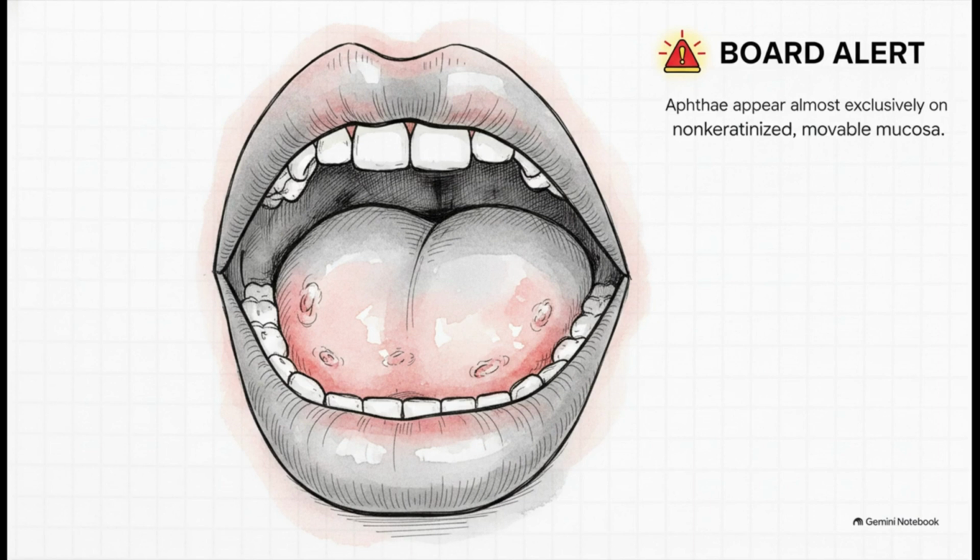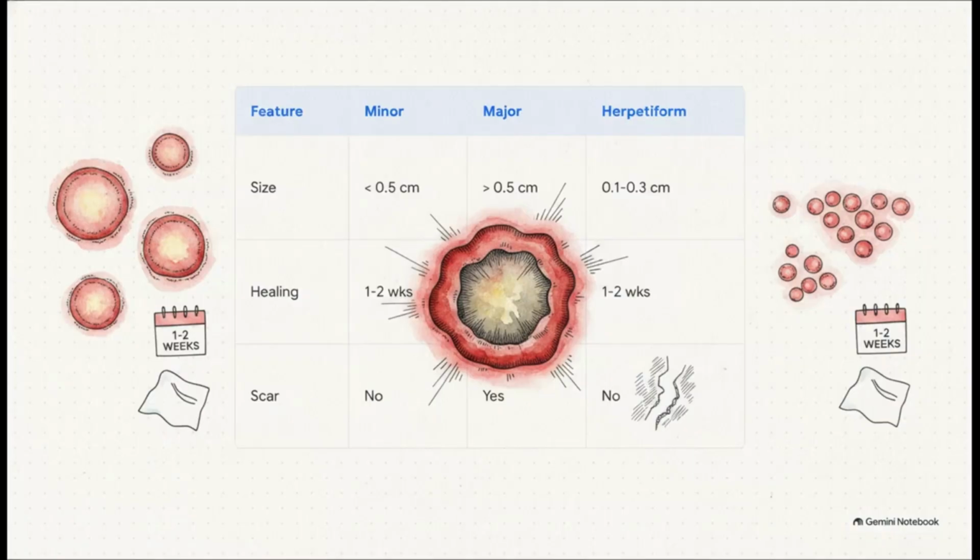Aphthous ulcers are found almost exclusively on non-keratinized movable mucosa. We are talking the buccal mucosa, the labiomucosa, the floor of the mouth, the ventral tongue, and the soft palate. You will rarely, if ever, see a standard Aphthous ulcer on the attached gingiva or the hard palate. Memorize that. That strict anatomical distinction is literally the single most important tool in your diagnostic arsenal. So, let's break down the 3 clinical variations using the rule of 3s.